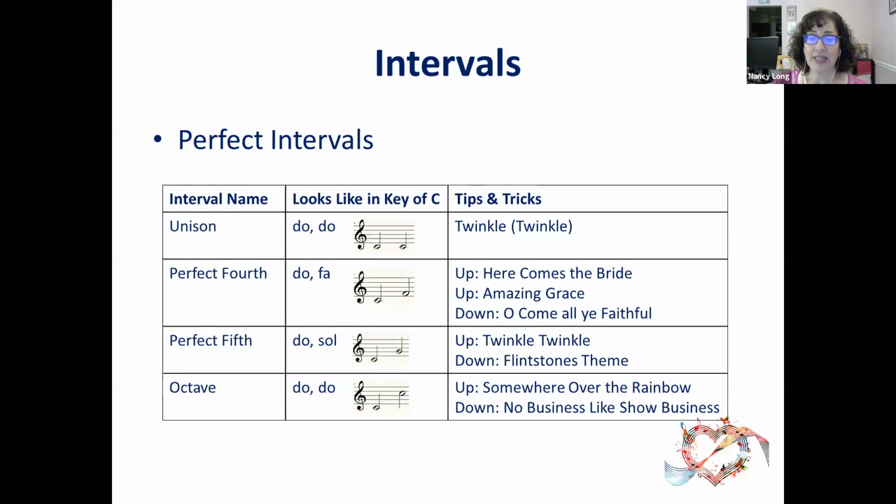And then an octave is 8 notes, counting and including the top note and the bottom note. And Somewhere Over the Rainbow is an example of that, going up. Somewhere, somewhere, 1, 2, 3, 4, 5, 6, 7, 8. Or down, no business like show business. If you leave out the there's, no business like, that's your octave down.